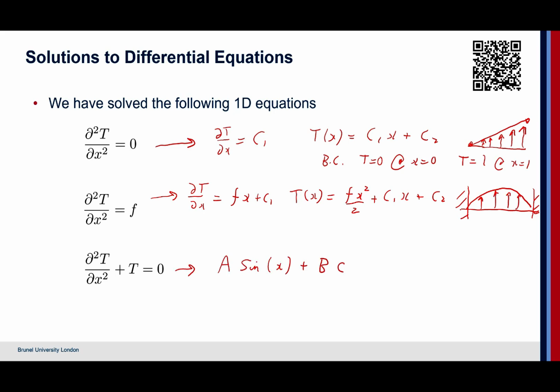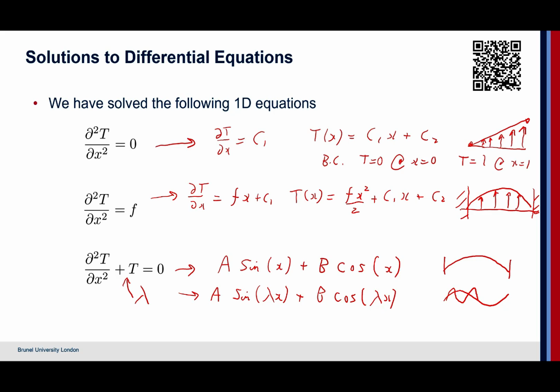For the forced term, we get the parabolic profile. And then for this expression here, which is the case where we've actually included this arbitrary coefficient lambda, we actually get the sinusoidal or cosinusoidal solution of that.